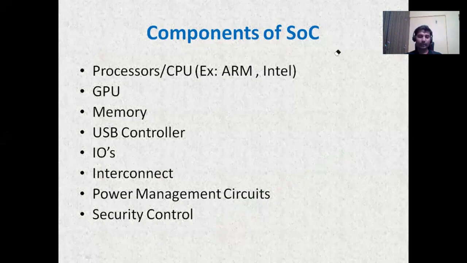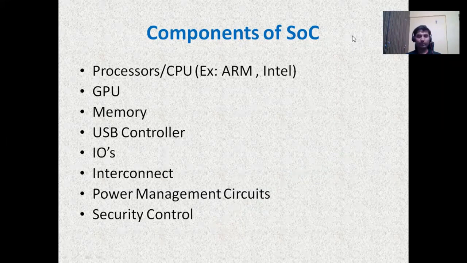Then we have IOs. So IOs means, if you just take an example of simple IOs in your phone, like there are camera, then there is audio, where you put your mic and all. There is a camera, there are different buttons to control the sound and these things. So these are called the IOs. Then we have interconnect. I'll talk about interconnect when we go to the previous slide.